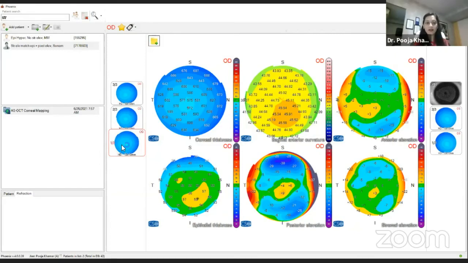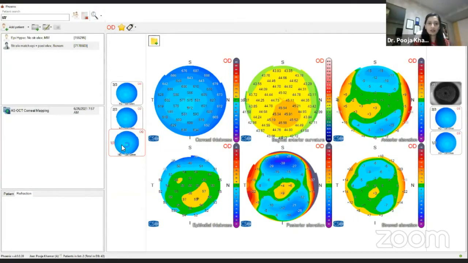Basically, this is how your software looks when you are in. Here is the 6 map which you get when you open the MS39 map, which Dr. Vavikar and Divya ma'am have already spoken about. On the software, you can customize what maps you want to see in the 6 maps, like tangential curvature, corneal thickness, epithelial thickness, stromal elevation, posterior elevation, anterior elevation.